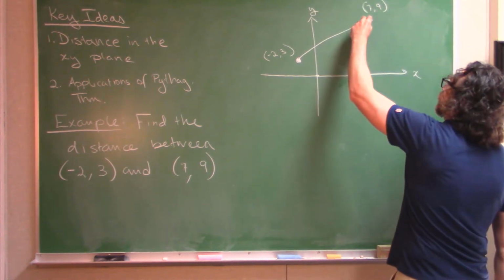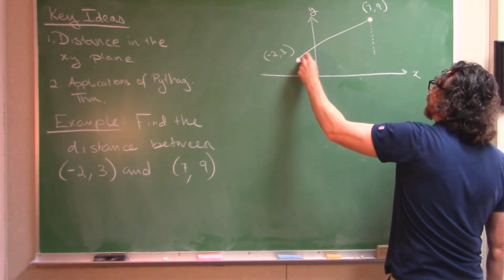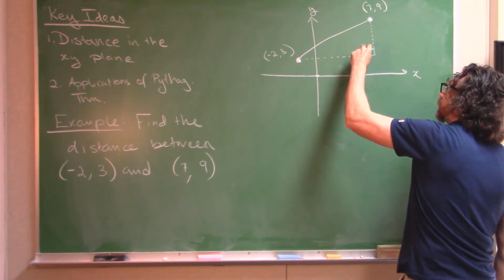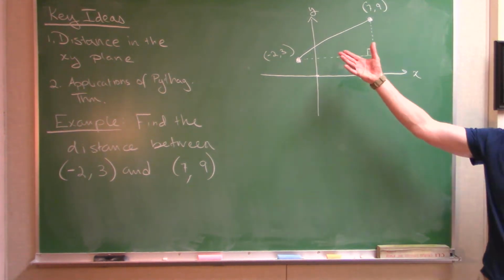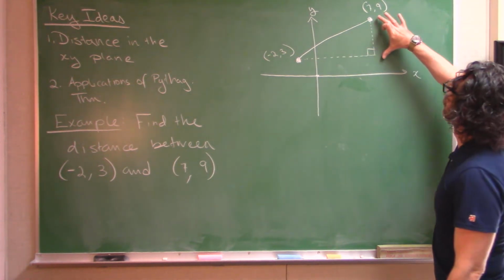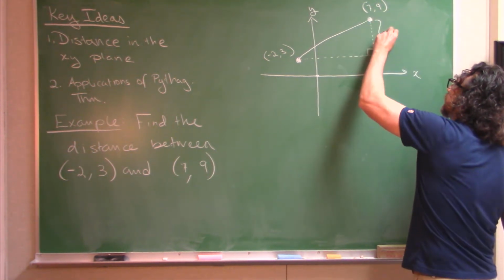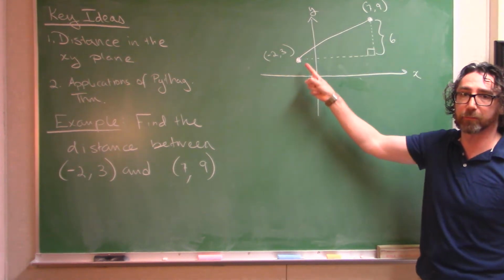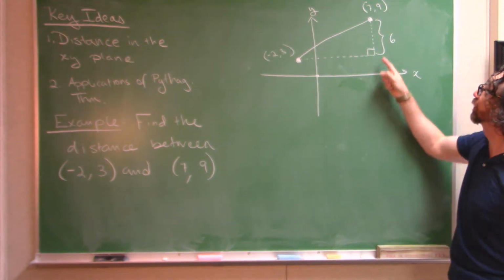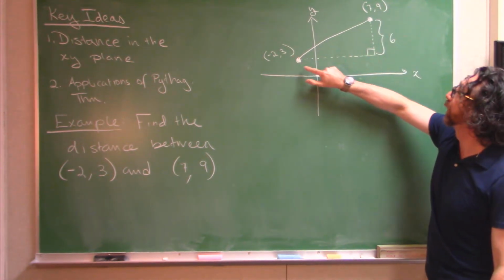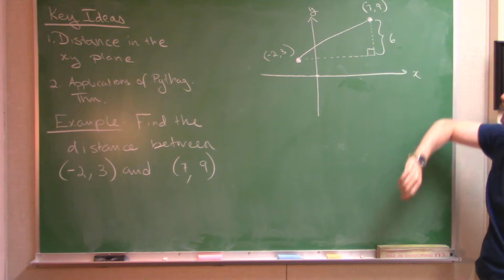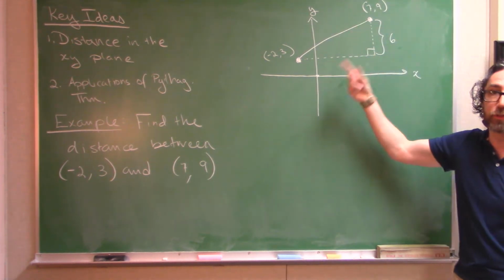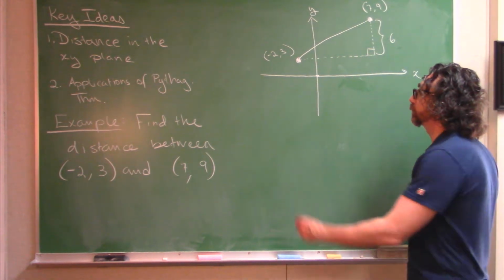So what we're going to do is bring in a little supplementary triangle. Okay, we're going to make a little right triangle here. Now this vertical distance right here, we can tell that's 6. This point has a height of 3 above the x-axis, and this has a height of 9. So we've gone from a height of 3 to a height of 9, so we got 6. We're getting that from the difference between the two y coordinates.